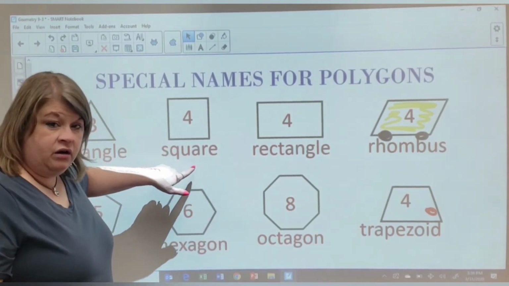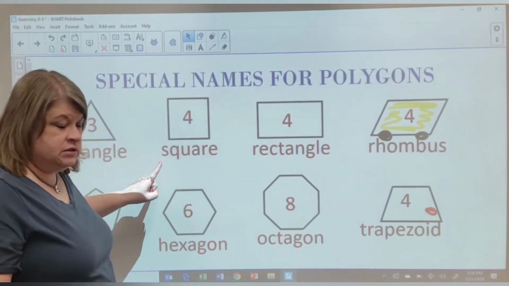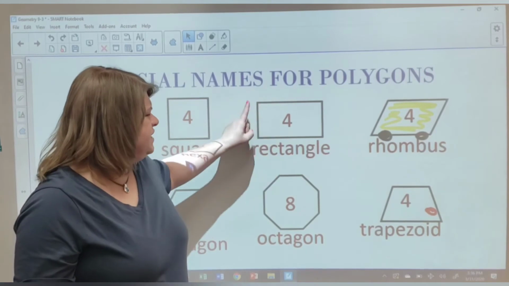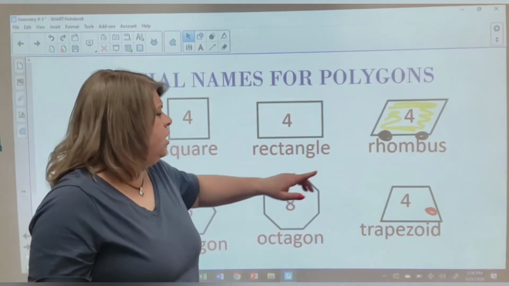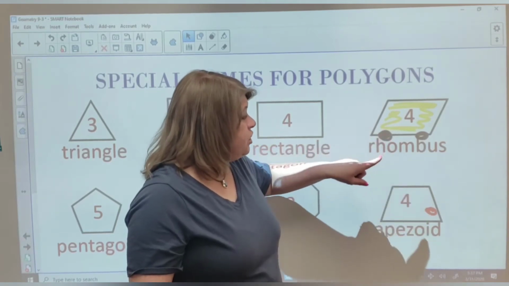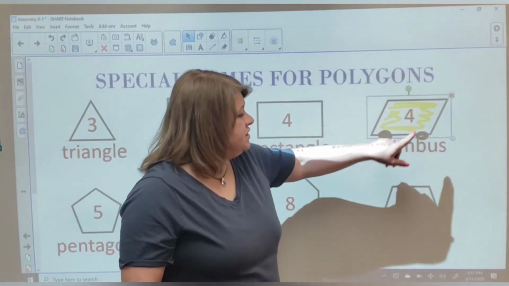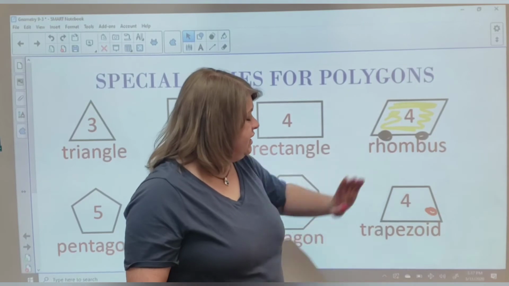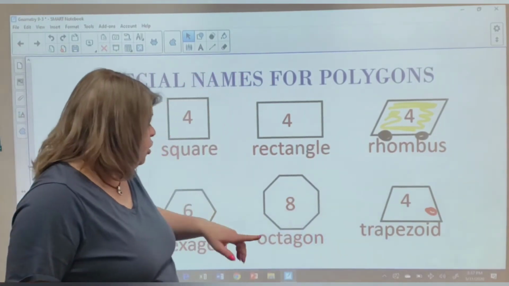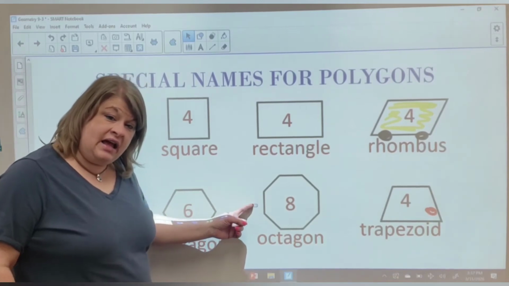A square has equal sides. Rectangles have 4 sides, but the opposite sides are the same. Rhombus, it's like a sideways box. Looks like a bus going forward. Has 4 sides that are slanted. This one, the bottom is going out. That's called a trapezoid.